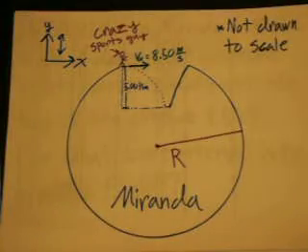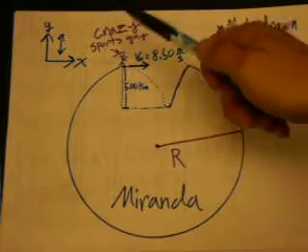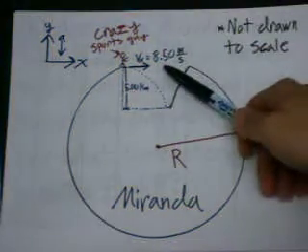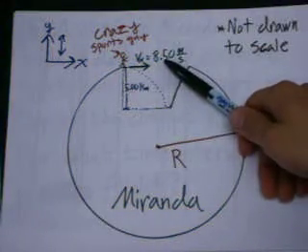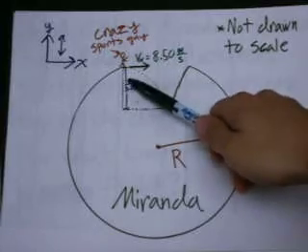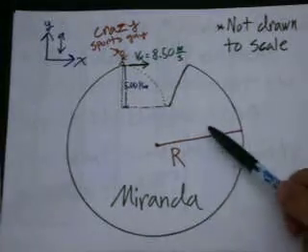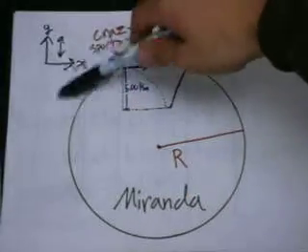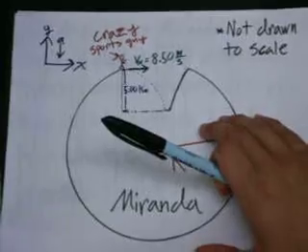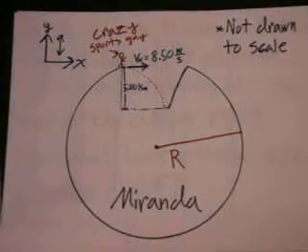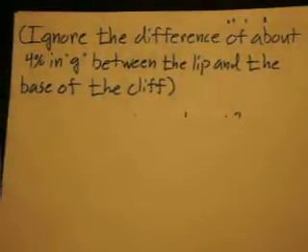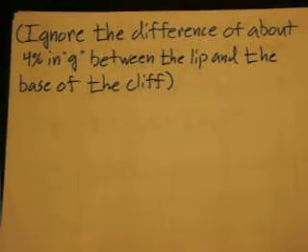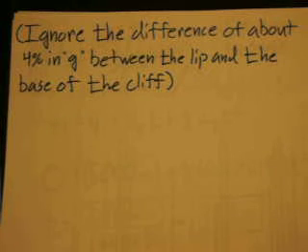In this problem, I have drawn a picture like this, where this is my sports guy, this is the initial velocity in the x direction that he's running, this is the height of the cliff, this is the radius of the planet, and this is my coordinate system, where the downward direction is negative and the upward direction is positive. You can see that. In this problem we will ignore the difference of about 4% in the gravitational acceleration between the lip and the base of the cliff.